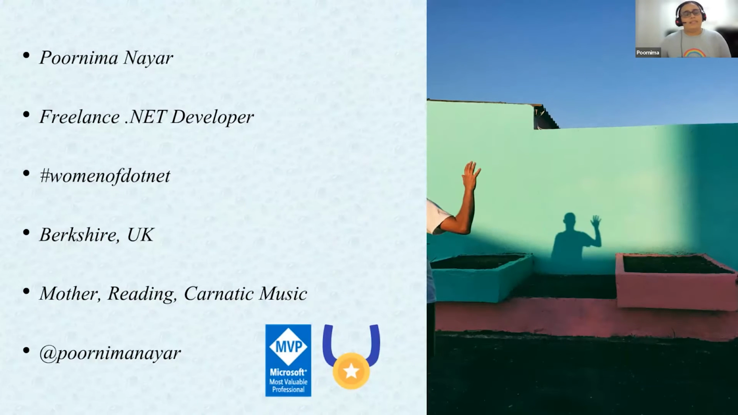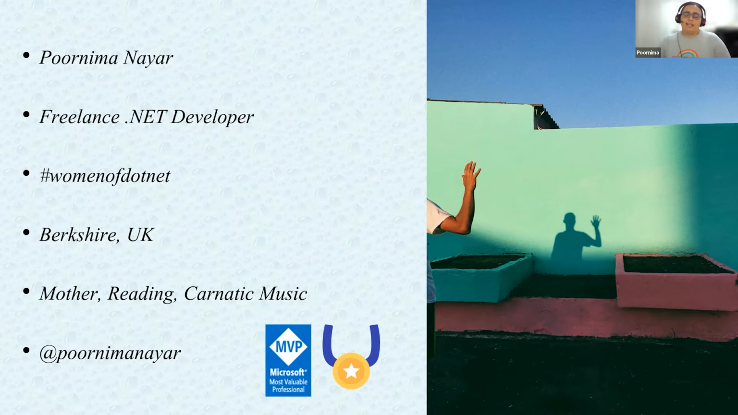A little bit about myself. I am Poornima Nayar. I'm a freelance .NET developer. I'm also part of the Women of .NET initiative, which helps mentor and be friends with any woman in tech or anyone who identifies as a woman in tech. I live in Berkshire, UK. I'm a Microsoft MVP for developer technologies, and I'm also an Umbraco MVP. For those who don't know, Umbraco is a .NET-based open source CMS, and my day-to-day work is heavily around Umbraco and building web applications with Umbraco.